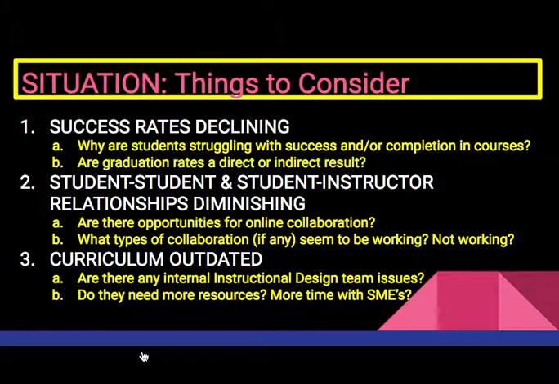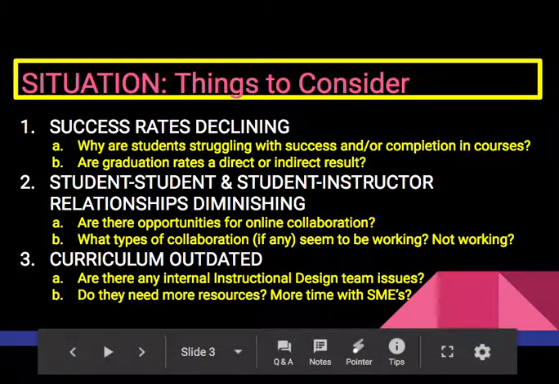The next really big topic we've got to look at is that the student to student and student to instructor relationships are beginning to really diminish. What we're looking at is maybe there could be opportunities for more online collaboration. And also what types of collaboration, if any, are already working for us. And if they're not working, what can we do differently to make them work?